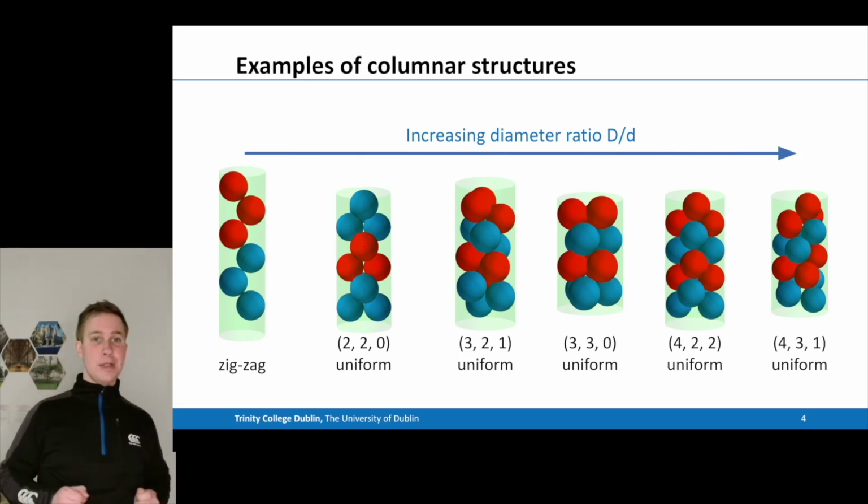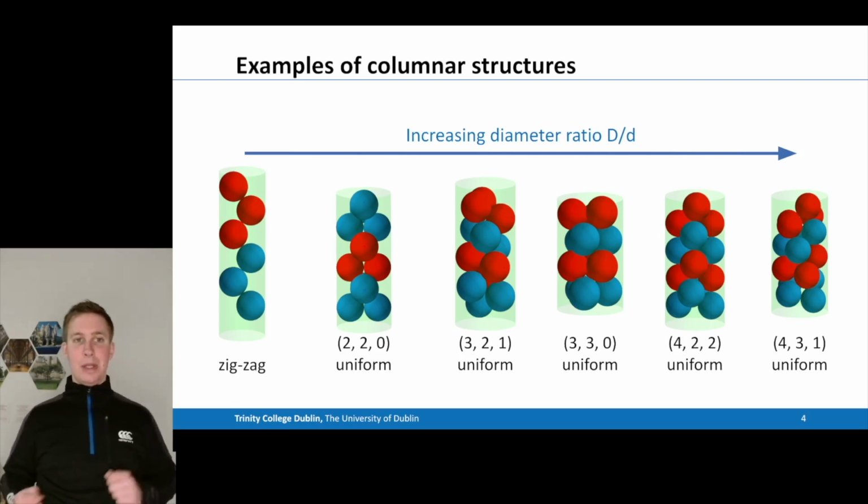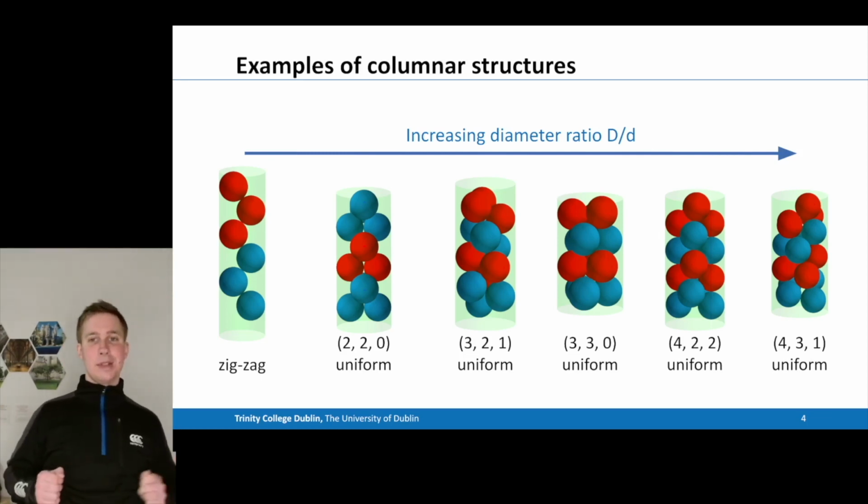For small diameter ratios, you can get this simple zigzag structure, but with increasing diameter ratio, these structures become more and more complex. Some of them can be chiral, like the 3-2-1, and others are achiral, like the 3-3-0. We use this phyllotactic notation here, such as 2-2-0, 3-2-1, 3-3-0, and so on, to just categorize the different types of structures. It's a notation adopted from botany, where it is used to classify the arrangement of leaves, and each number essentially describes the number of spirals in which you can decompose the structure with respect to the crystallographic direction.